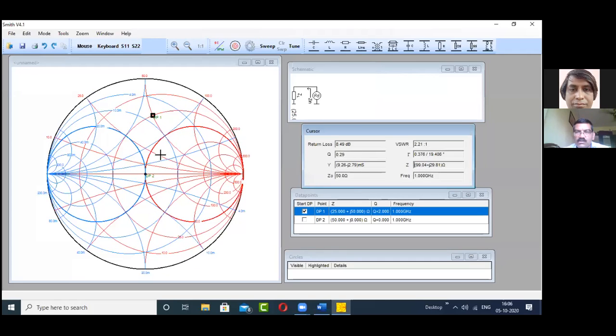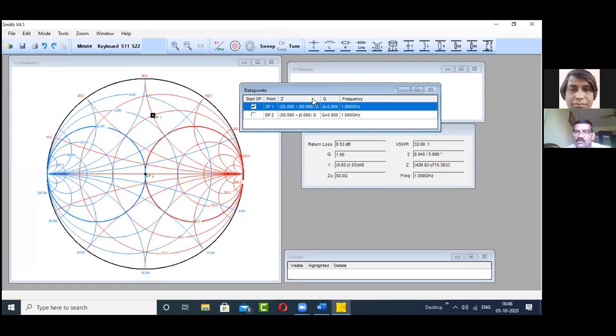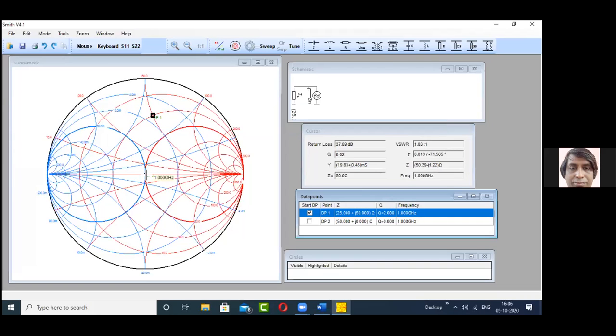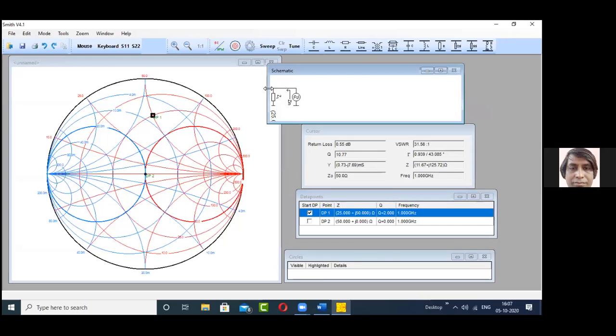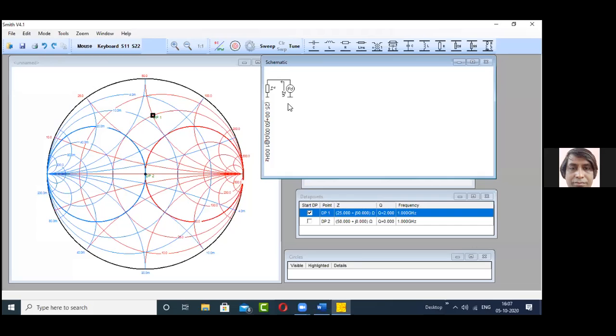So let's see. Our goal is to move to the center of the Smith chart. The reason we have already discussed: if you place the cursor at the center, you can see that the VSWR is 1 and the reflection coefficient is also 0. If you place the cursor here, VSWR is around 4 and reflection coefficient is 0.6. So we have to convert this figure into the desired, ideal one. For that, we have to add components. We can refer to this circuitry. This is the load and the reference impedance 50 ohm.